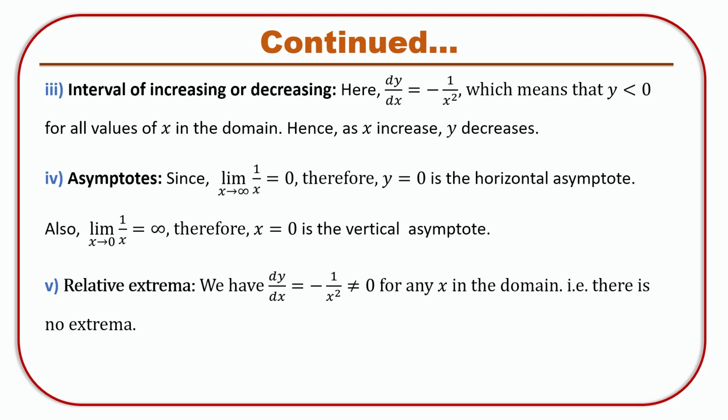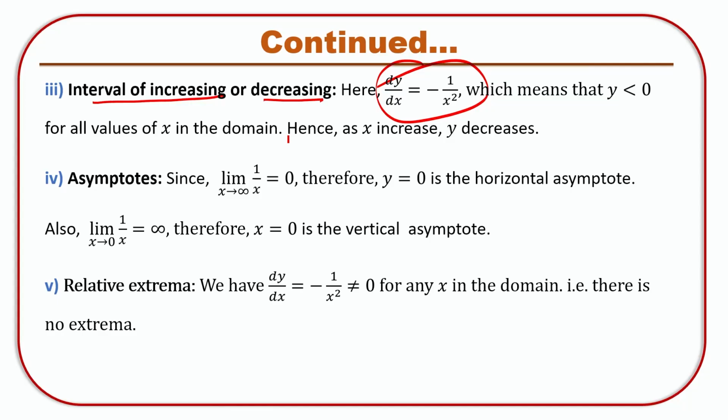Similarly, what will be the interval of increasing or decreasing? For increasing or decreasing of a function, you need to find the first derivative and check whether it is greater than 0 or less than 0. So, dy by dx equal to minus 1 by x square, which is always less than 0, isn't it? Minus is here, so it is always less than 0. Whatever the domain x is, it does not matter, x belongs to R minus 0, that is all. And hence, as x increases, y decreases.